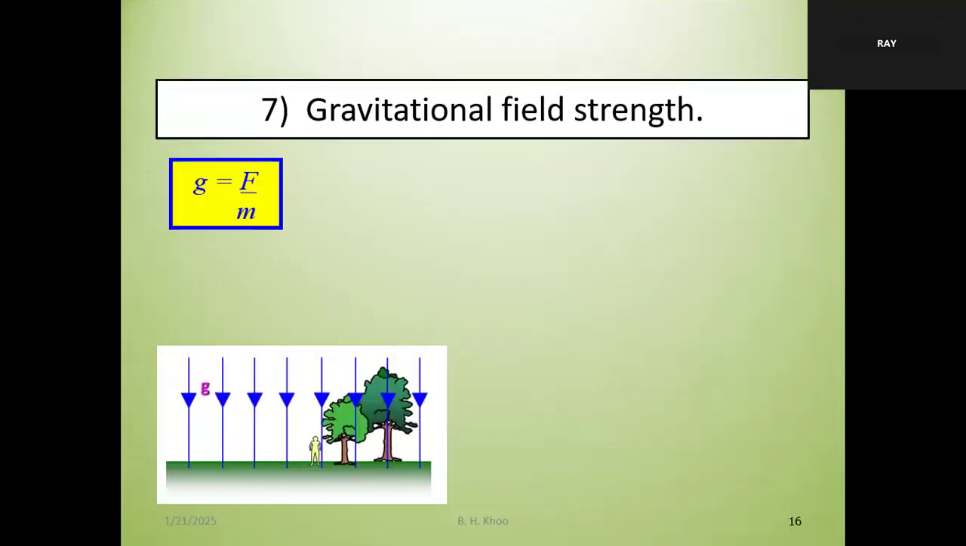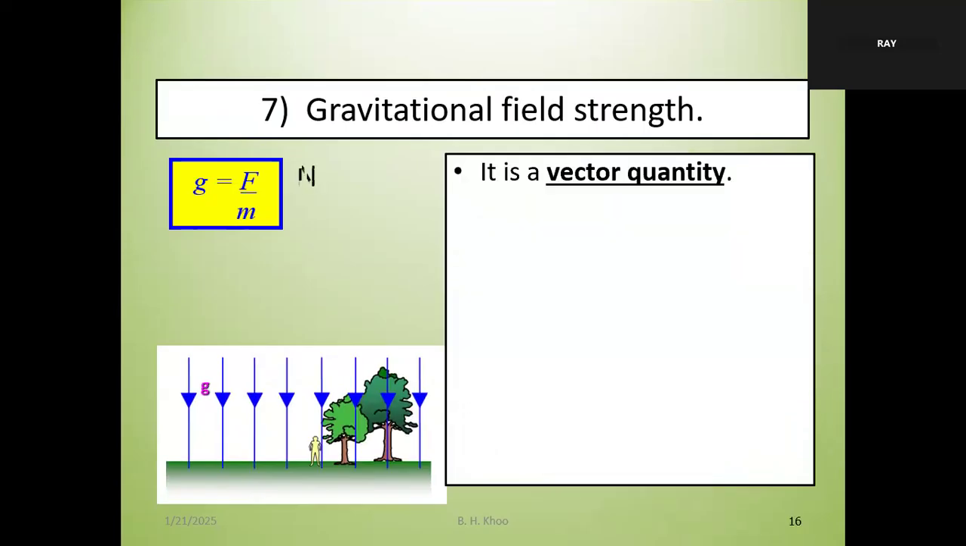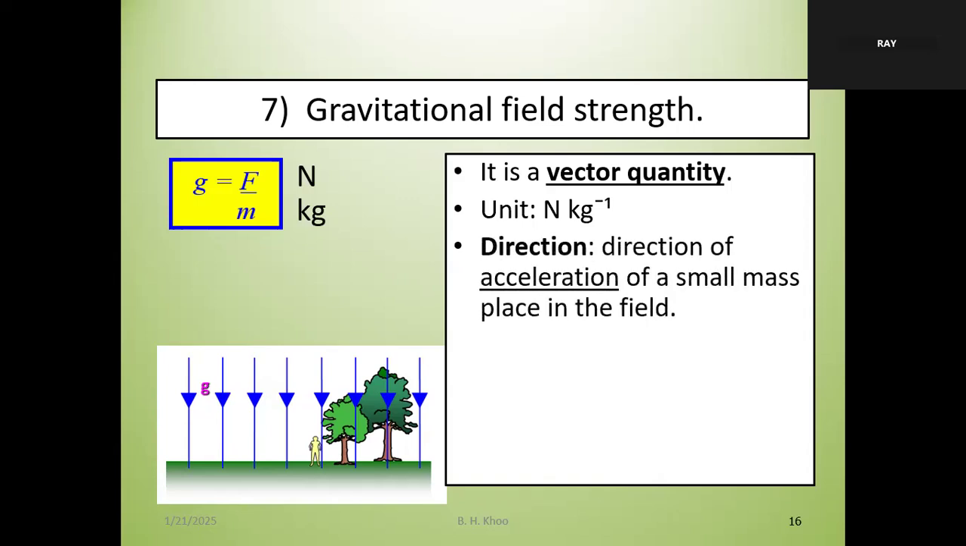Gravitational field strength is a vector quantity. The unit is Newton per kilogram. Its direction is the direction of acceleration of a small mass placed in the field, or the direction of the force on the mass placed there.